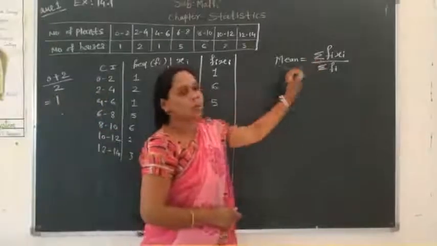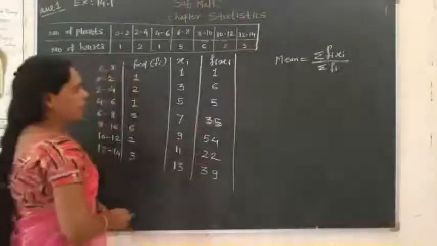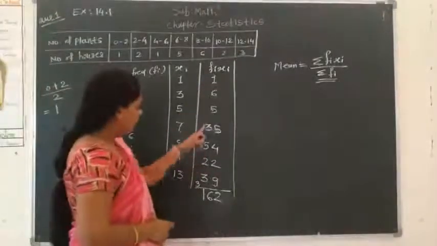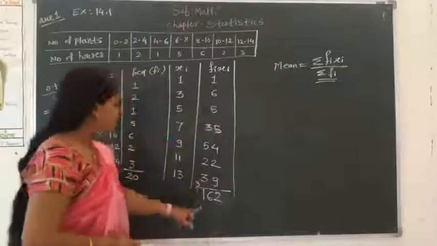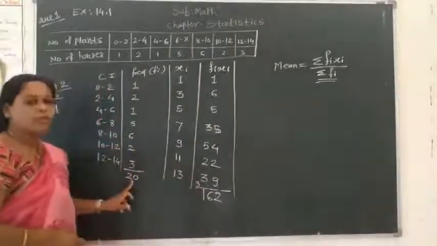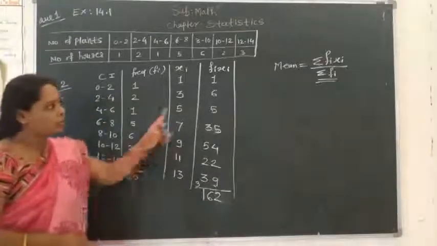The meaning of this symbol is summation. Summation means addition of all the entries. Find the value. Here the addition of this column is 162, so summation Fi Xi is 162. Summation Fi, adding all these frequency entries, is 20. Now use the formula.